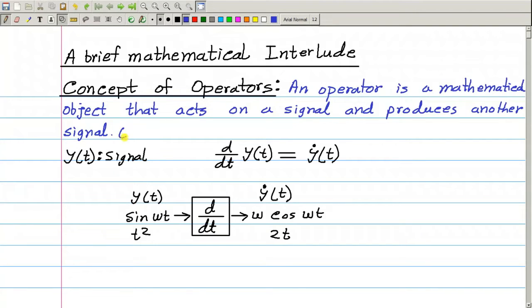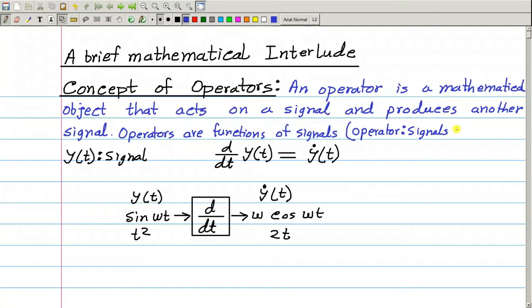That means operators are functions of functions, or functions of signals. In other words, an operator maps signals to other signals.